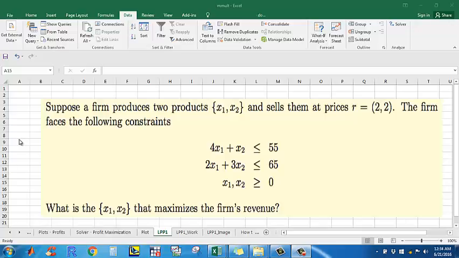Hello and welcome back. In the previous video, we looked at a simple unconstrained profit maximization problem for a firm for a given demand and cost schedule.